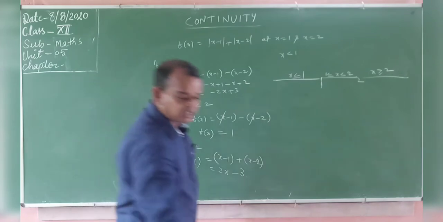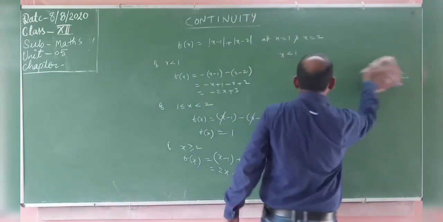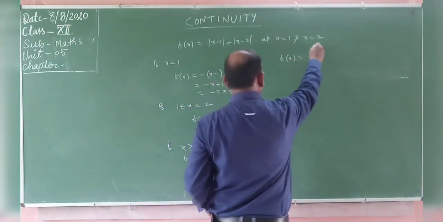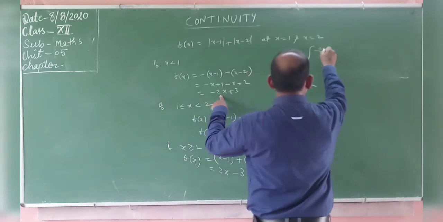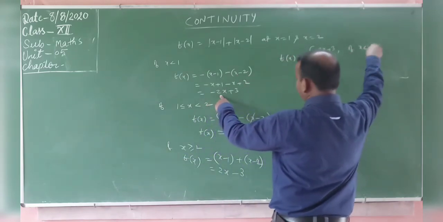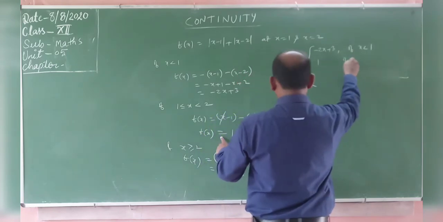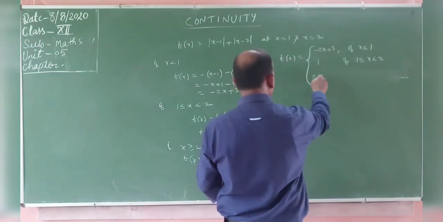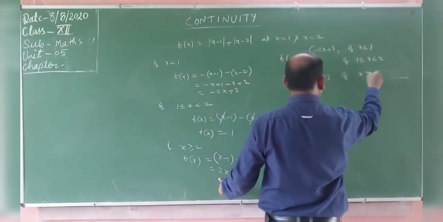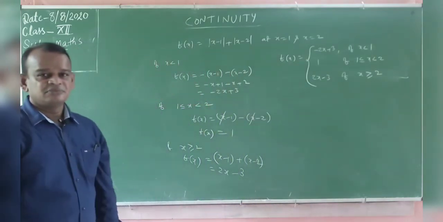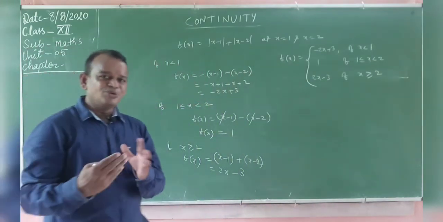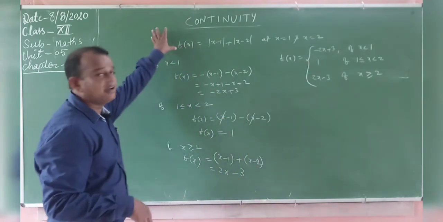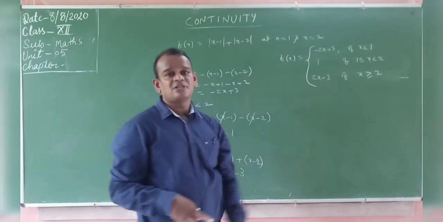Now we will write the function and discuss. Very easy. Now, f of x is equal to, first one, minus 2x plus 3, if x less than 1; 1, if 1 less than or equal to x less than 2; next, 2x minus 3, if x greater than or equal to 2. This is the function. We will form the new function. Actually it is given. By using those conditions, 100% we will form the function.